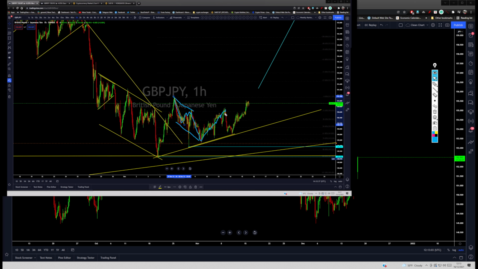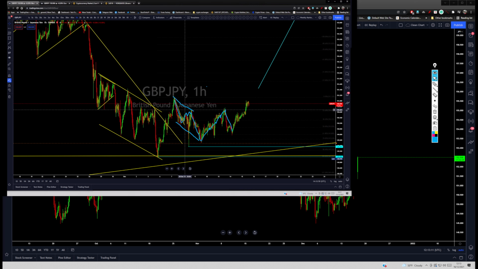And then it tried to push higher but was still struggling and went lower, because there is a rate decision on the dollar and on the pound as well this week.